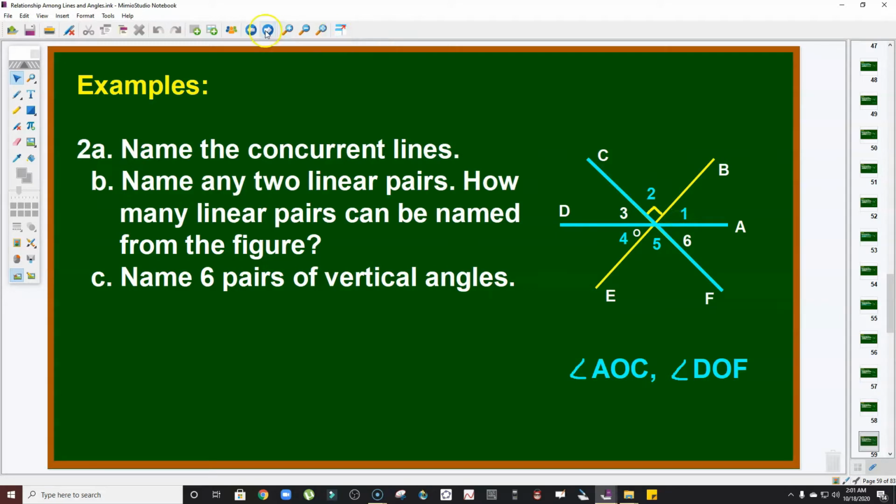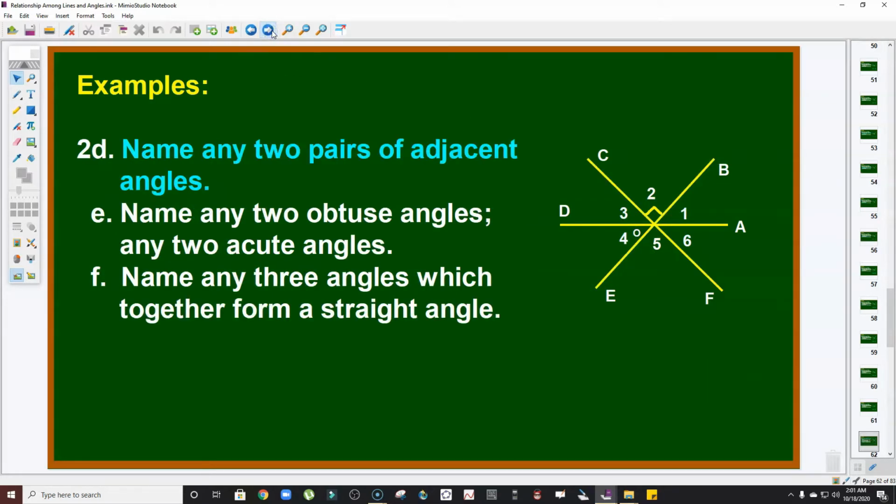See that? The 5th pair is this. The sum of 2 and 3, which is BOD. Then the sum of 5 and 6, which is AOE. And lastly, is this. The sum of 3 and 4, which is angle COE. And the sum of angle 1 and 6, which is angle BOF. See that? Okay. Next, letter D.